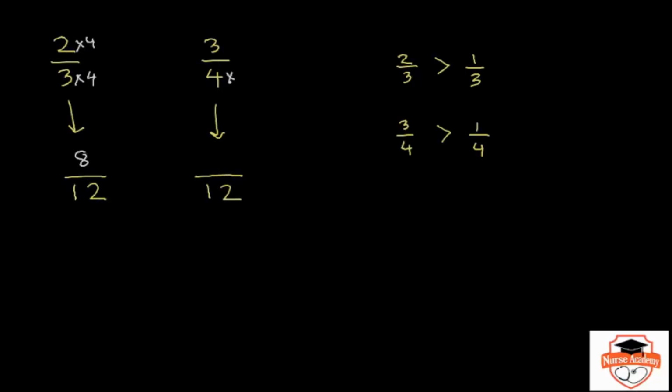And on the other hand, multiply this with 3. 4 times 3 is 12. Multiply 3 with 3. So this becomes 9/12. And 8/12 is smaller than 9/12. And that in turn means that 2/3 is smaller than 3/4.